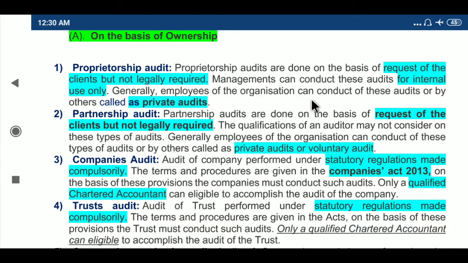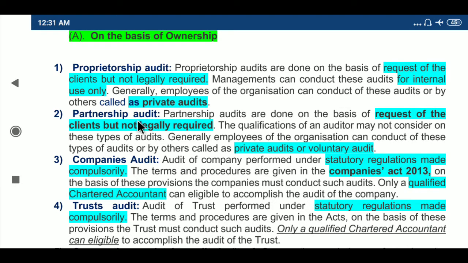Generally, employees of the organization can conduct these audits, or others can; they are called private audits, because a proprietorship concern is not legally established. So it's a voluntary institution. That's why there is no legal obligation to audit the financial statements of a proprietorship. So it's also called a private audit.